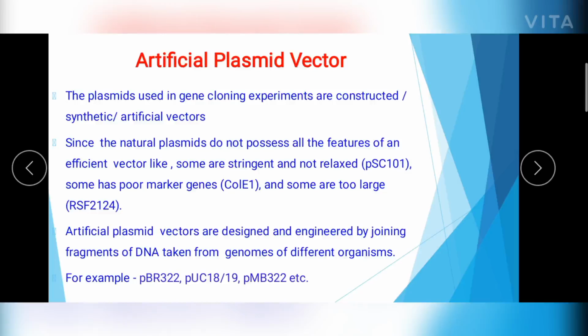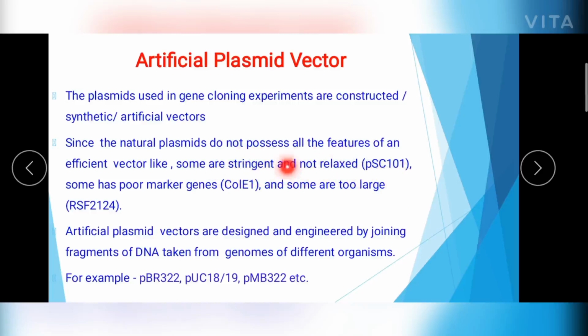But in nature, that is in the natural plasmid, all the features which we have discussed are not present in a single plasmid. So for example, PSC101 is stringent and it is not relaxed.